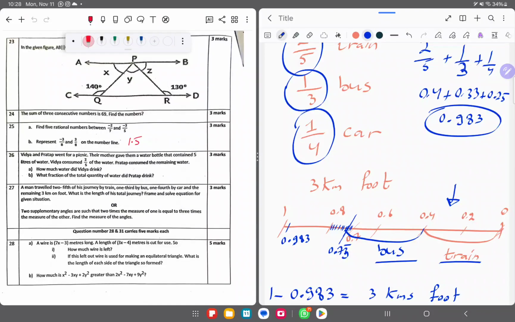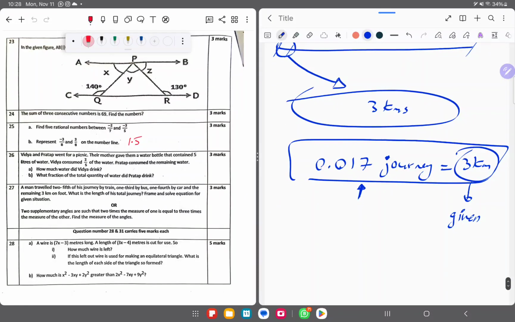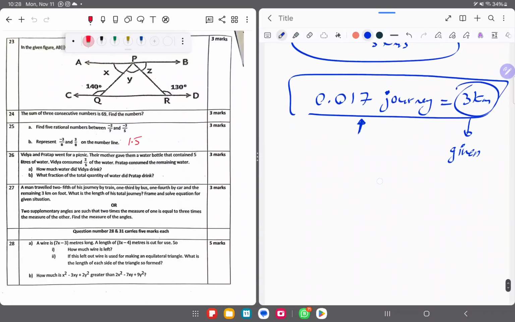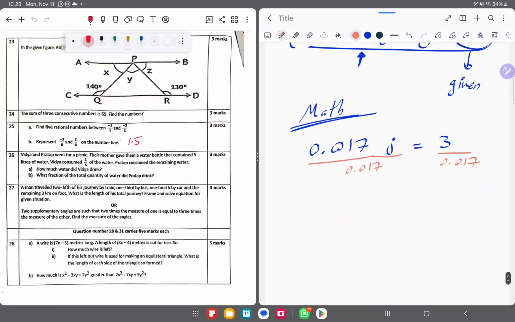I need you to show the difficult method and the easy method. So I can do this. What is left of his journey, which is 0.017 of his journey, is equal to 3 kilometers. So by math, now we're back to math. 0.017 of his journey, J, is equal to 3. So divide by 0.017 and divide by 0.017.